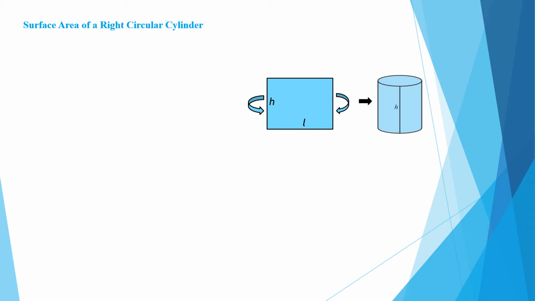Here you can see a rectangle whose length is L and breadth is H. This rectangle has been rolled and formed a cylinder. The area of the sheet gives us the curved surface area of the cylinder.